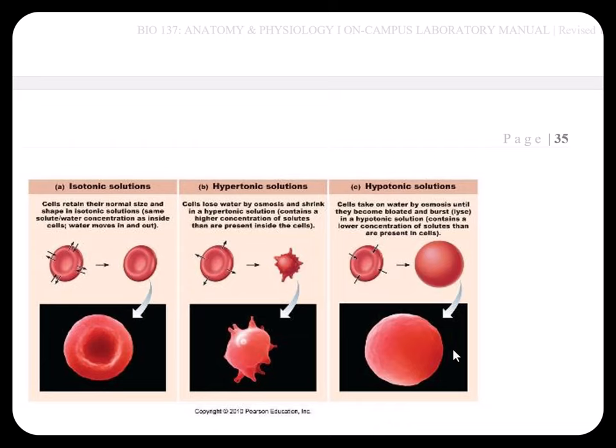But anyway, in that case, the cell is hypertonic because it's got a lot of stuff inside of it. And the water on the outside is hypotonic because it doesn't have stuff in it. So what's going to happen is the water is going to rush in and try to dilute the hypertonic.